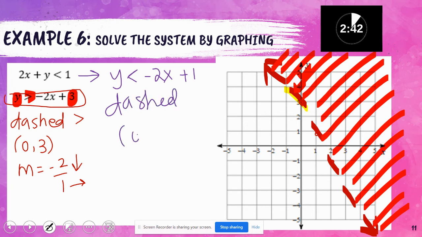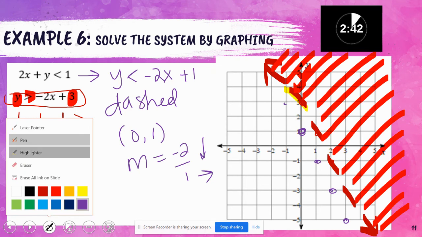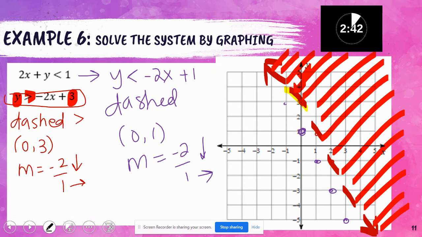We know we're going to have a y-intercept at (0, 1), and we know we're going to have a slope of negative 2 over 1 again. So slope, meaning we're going to go down 2, but to the right 1. So let's start with our y-intercept. Go down 2 to the right 1, down 2 to the right 1, down 2 to the right 1. We might as well go up 2 and to the left 1 to get a nice little dashed line going here. And then we're going to make sure our graph goes through those points.